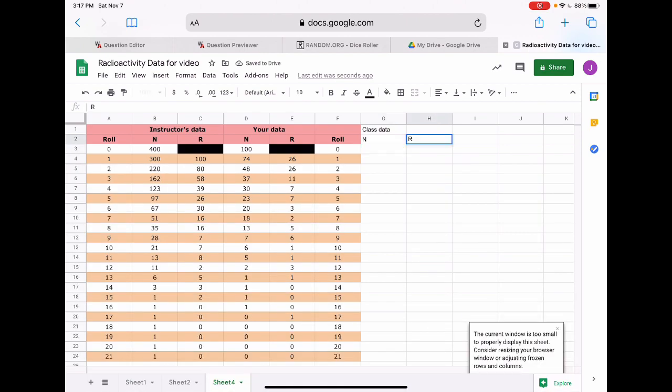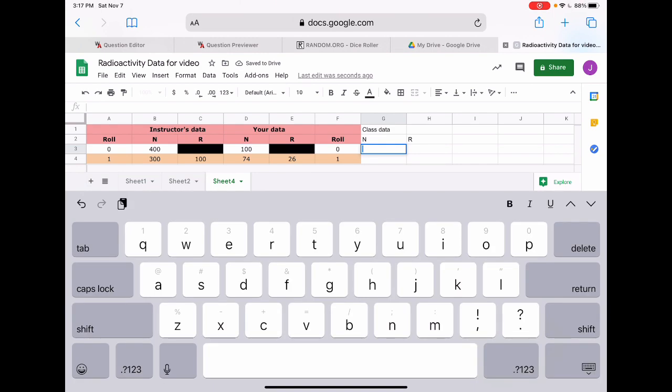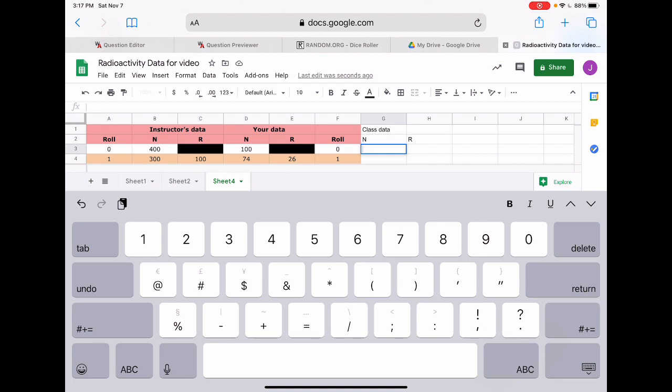Okay, so how do we do this? You can see here I am on cell G3, and I want to hit equals, and then I'm going to add the N for the instructor's data and for my data together, so that's 400 plus 100. Now I could literally do that, of course. 400 plus 100 is easy enough to do, but we're going to use the spreadsheet to do all the work for us. So I'm going to just touch this cell. So now it says equals B3.